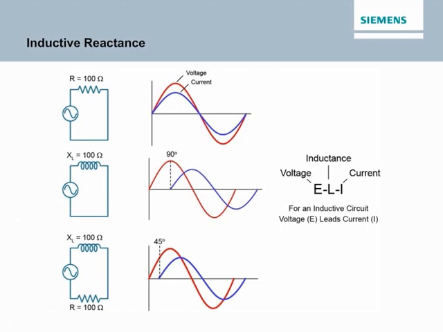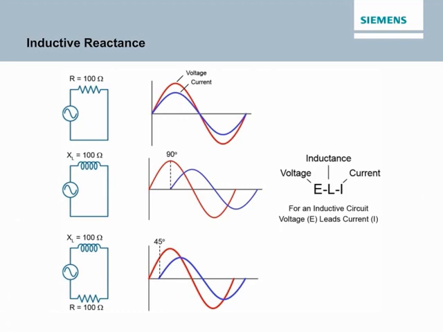All circuits have some resistance. However, in an AC circuit with both resistance and inductive reactance, voltage leads the current by more than 0 degrees and less than 90 degrees. For the circuit in the bottom illustration, resistance and inductive reactance are equal and voltage leads current by 45 degrees.